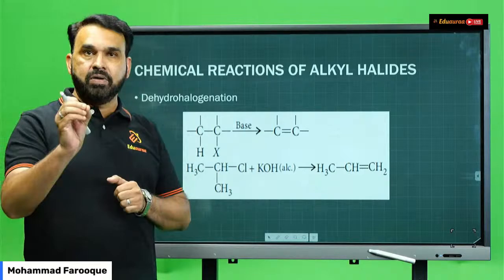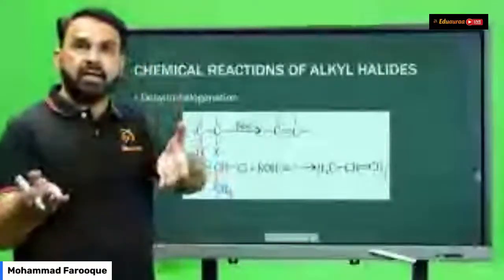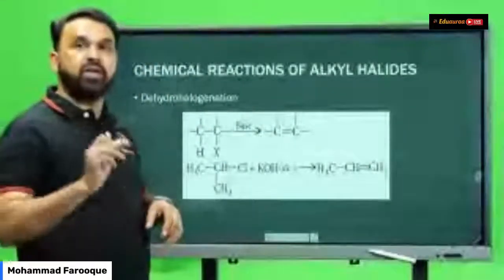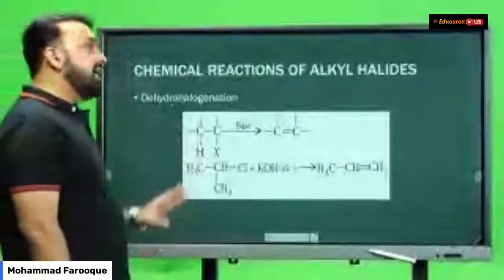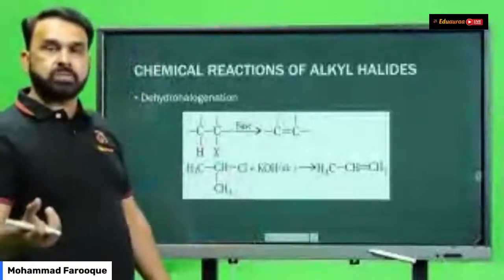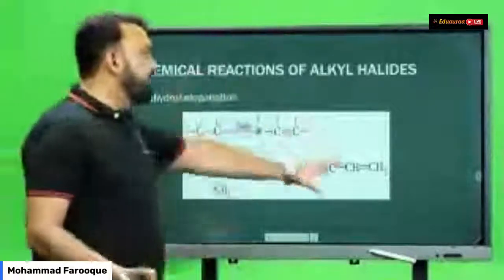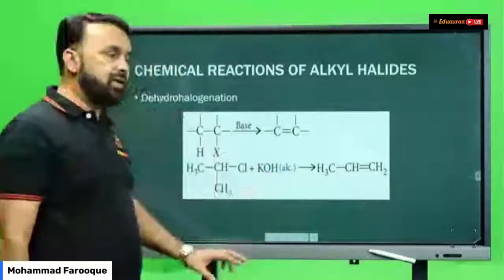If halogen goes from one carbon, hydrogen must be eliminated from the neighboring carbon. And you use Saytzeff's rule when you have two or more choices. But in this, dehydrohalogenation takes place, removal of the HX molecule takes place, and alkyl halides are converted into alkenes. Clear? Very clear. Moving ahead.